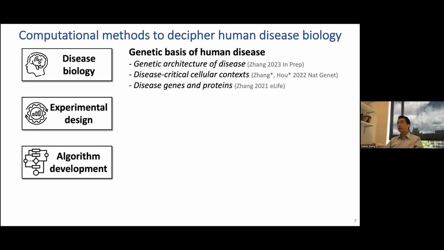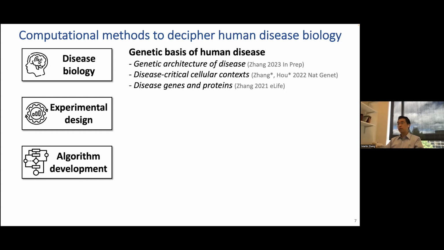For disease biology, I'm interested in the genetic basis of disease. First of all, I study the genetic architecture of disease, which is the investigation of the distribution of the causal variants for a given disease. For example, what's the total proportion of the phenotypic variance that can be attributed to genetics, which regions are more important than other regions on the genome, and what's the proportion of causal SNPs for a given disease.